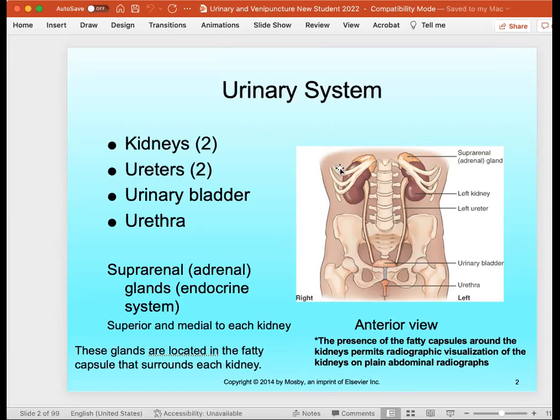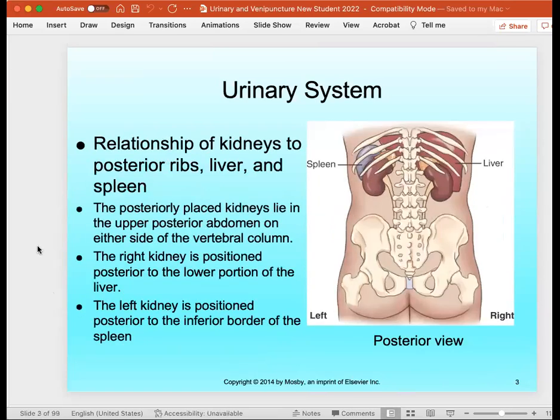Suprarenal or adrenal glands are going to be in the superior portion of the kidneys. This is a posterior view, demonstrating the relationship of kidneys to the posterior ribs, as well as the liver and the spleen. It is important that you are aware of where your organs lie in relation to other organs. The posteriorly placed kidneys lie in the upper posterior abdomen, on either side of the vertebral column. So in the posterior abdomen, not anteriorly, they're closer to the spine.